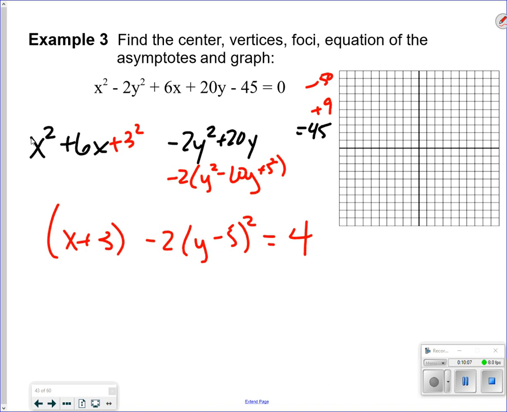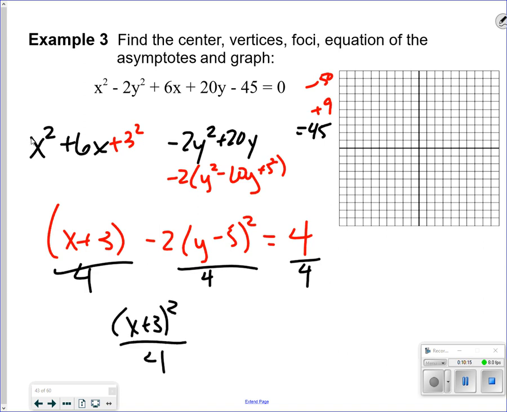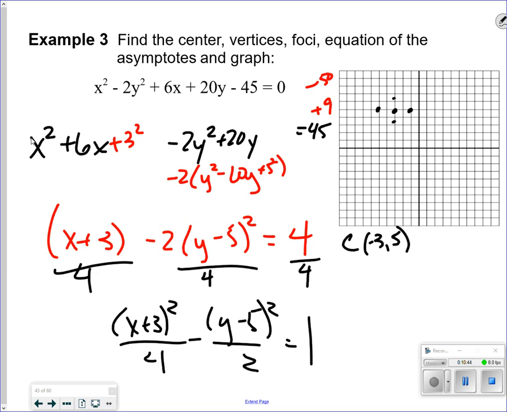Just like with the elliptical shape, everything equals 1. So I'm going to divide everything through by 4. So x plus 3 quantity squared over 4, y minus 5 quantity squared over 2 equals 1. So there is the equation that I want to do. So my center is at negative 3 for x, positive 5 for y. Left and right 2, and that comes first. That matters. Up and down the square root of 2. So I'm going to go a little box here, a little over 1.